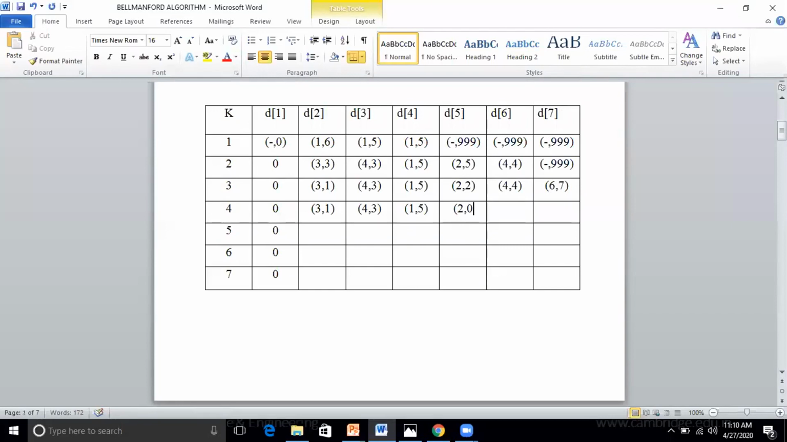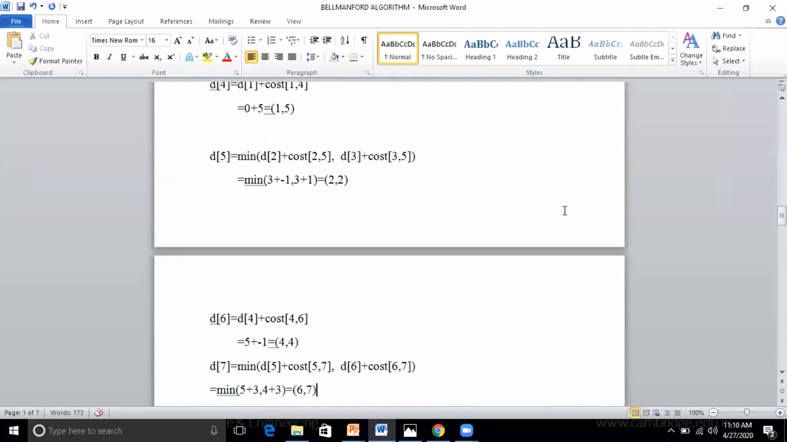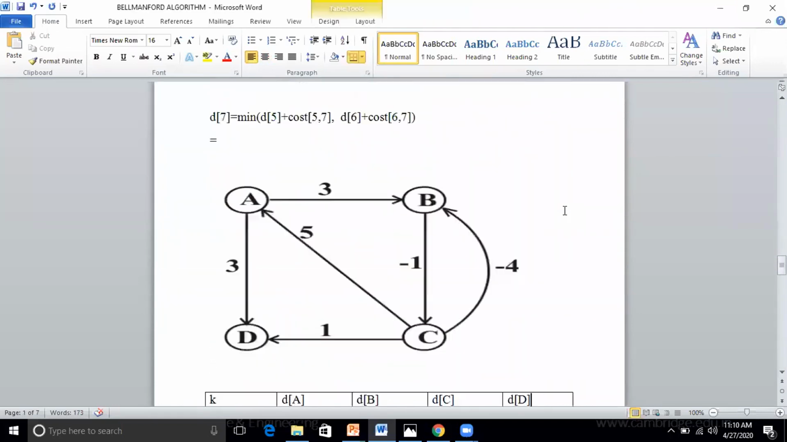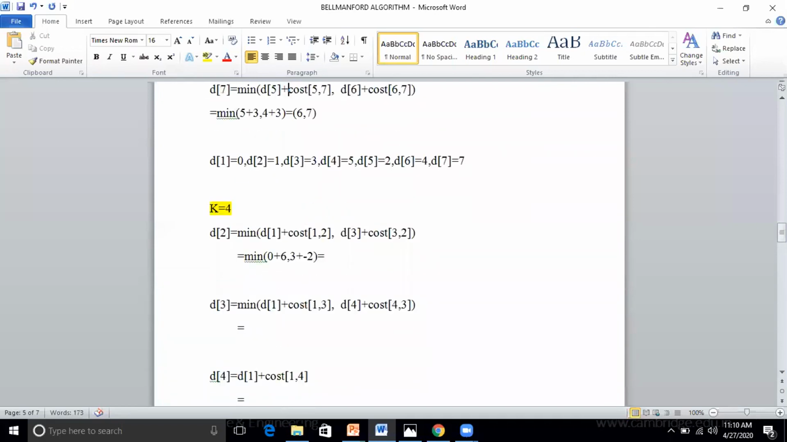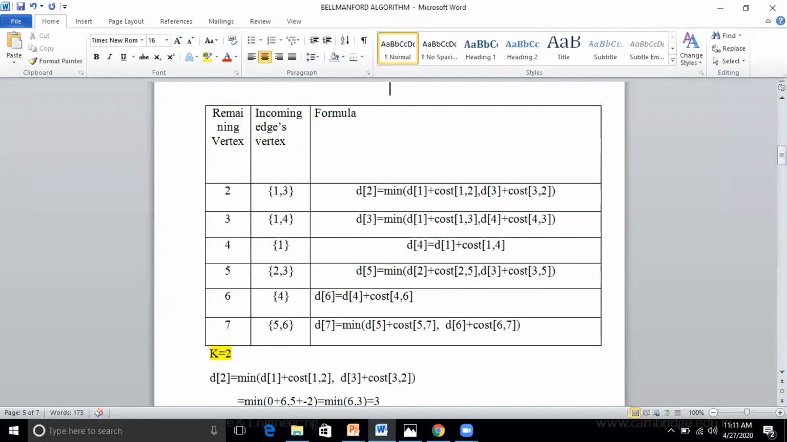Okay, fine. What about D of 6? Can I write 4, 4 directly? Yes, sir. Because only one edge is there, 4, 4. Then what about D of 7? Min of D of 2 plus 5, and 2 plus 3, correct? Then this is 4 plus 3. Which is minimum? 5. Via which node? Via 5. So I'll write it as 5, 5.